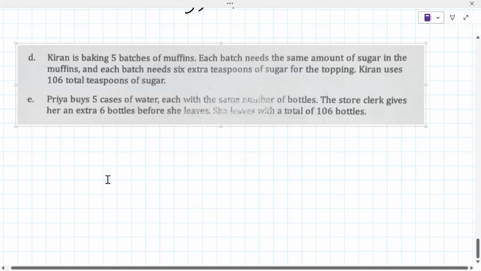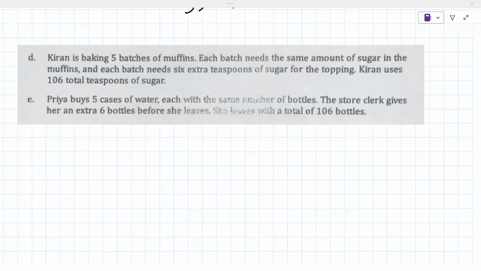D is wrong. Okay. What about E? E is right.